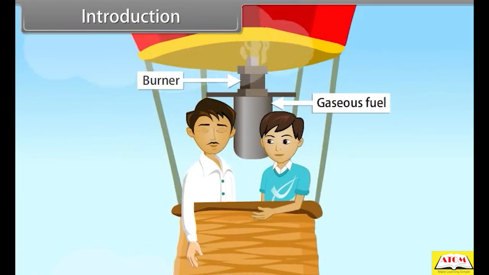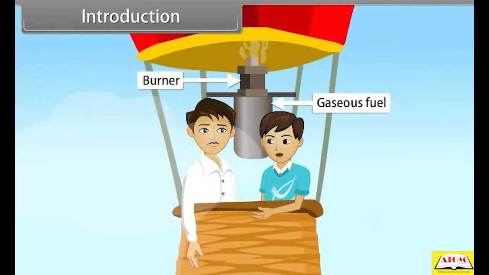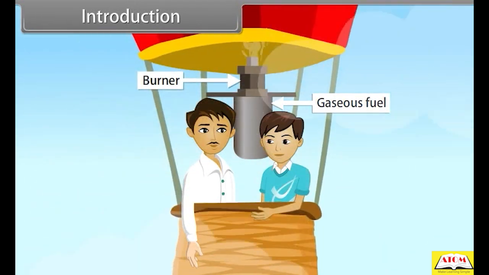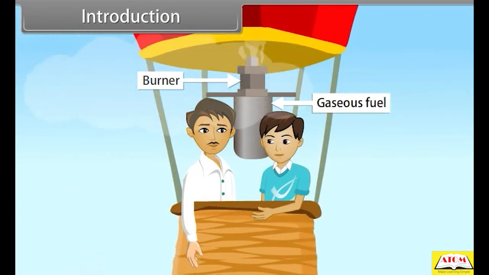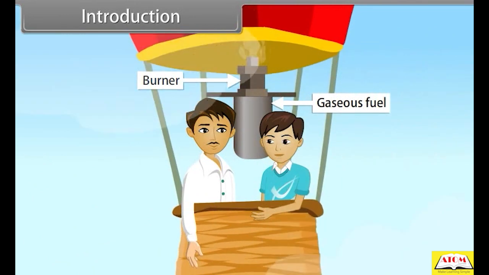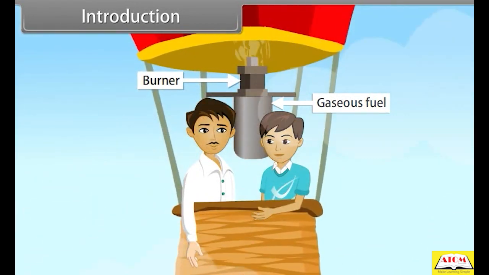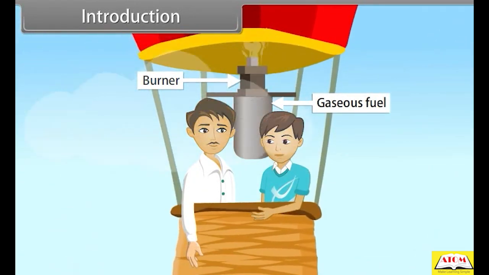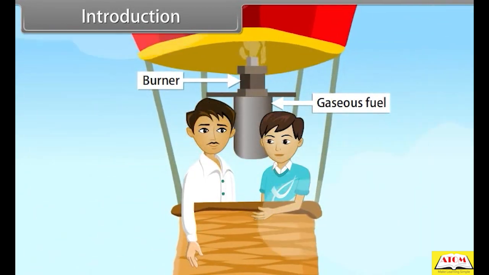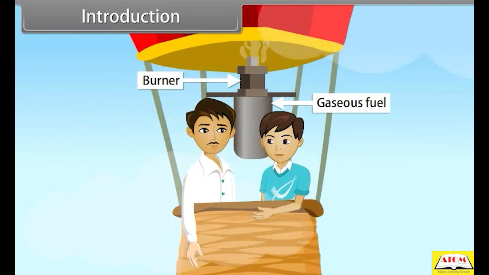Yes, Rohit, tell me. How does it get into the air? In this, we use gaseous fuel to heat up the air in the envelope to move the balloon off the ground and into the air. Okay, Dad. One more thing I want to share with you, that the gaseous state has no definite shape. In this lesson, you will learn gaseous and liquid states of matter.